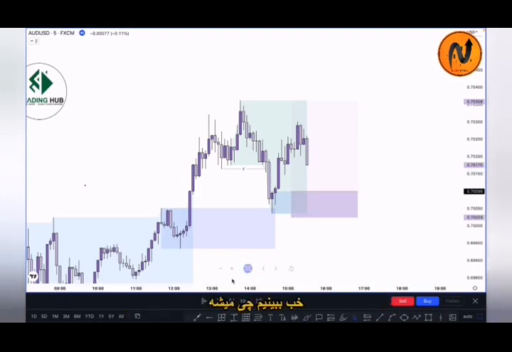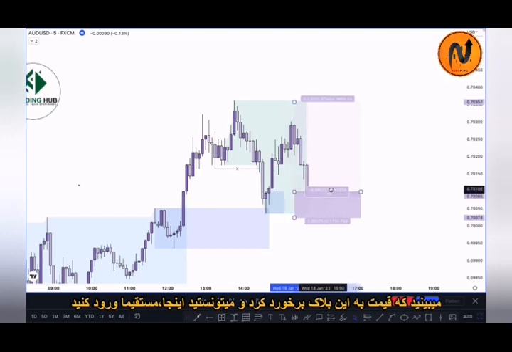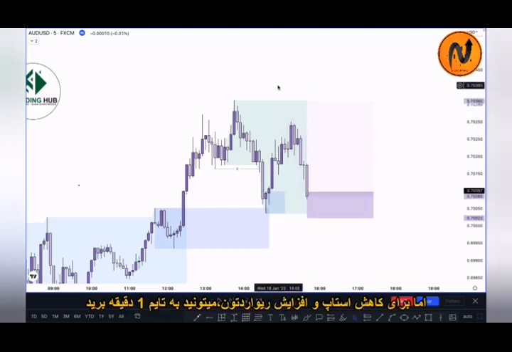So let's see what happened next after this one. Okay, so finally the market mitigates this order block and you can directly buy here, and this is your first entry. But if you want to reduce your risk and maximize your profit, then simply you can switch to a 1 minute time frame to reduce your risk.